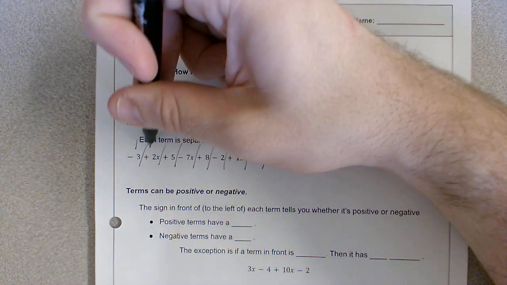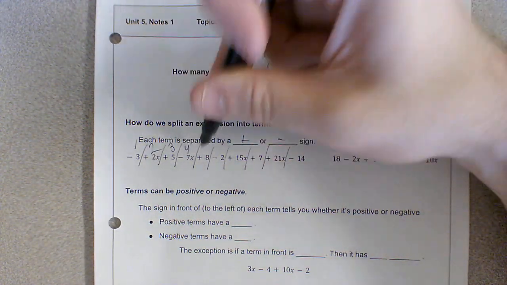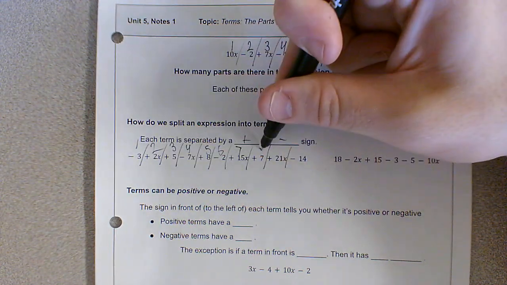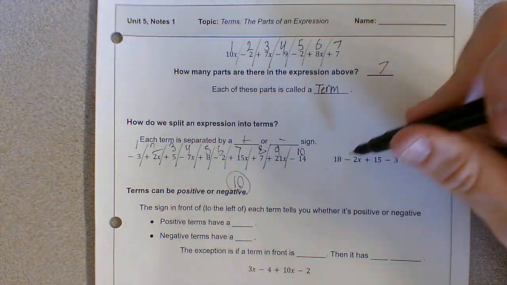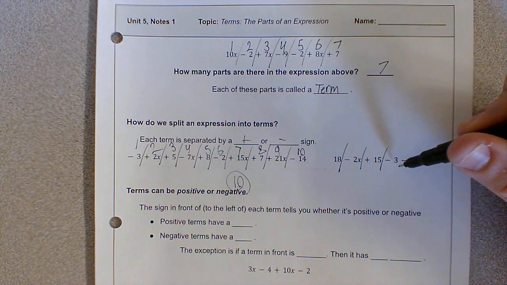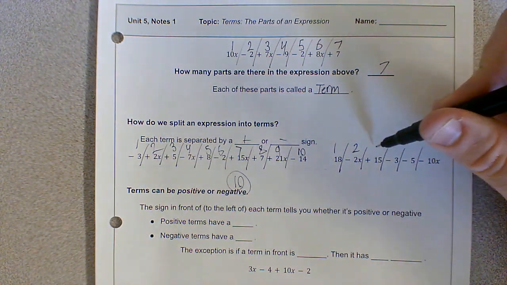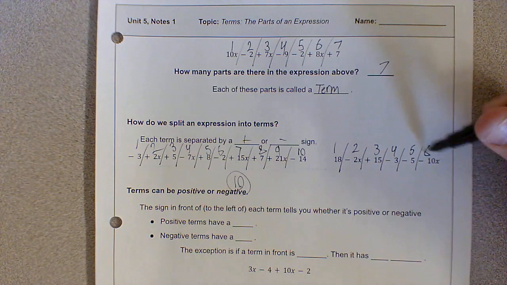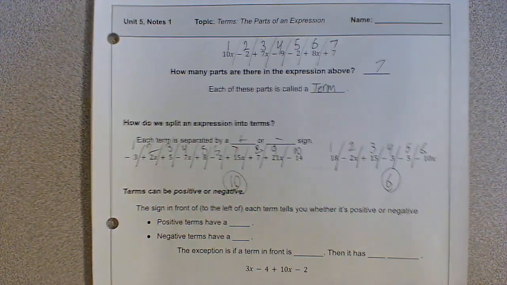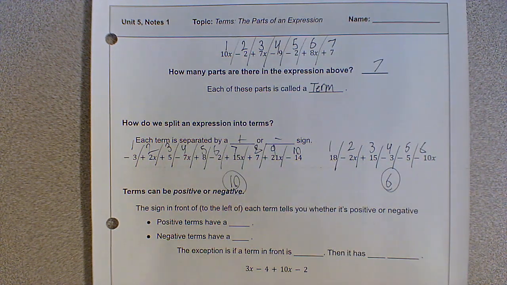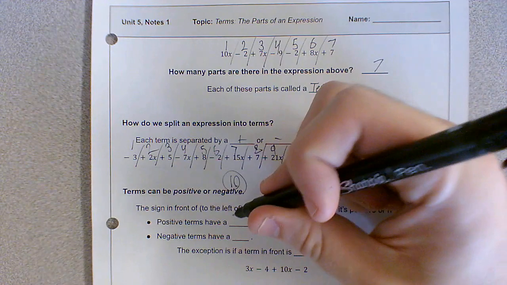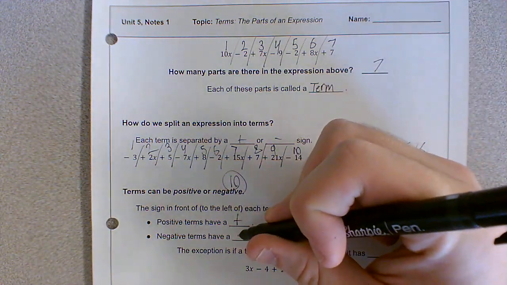So I have 1, 2, 3, 4, 5, 6, 7, 8, 9, 10 terms. Here I've got 1, 2, 3, 4, 5, 6 terms. So, I have these signs, the minuses and the pluses. This is because terms can be positive or negative. The sign in front, to the left of each term, tells you whether it's positive or negative. So, positive terms have a plus, negative terms have a minus.